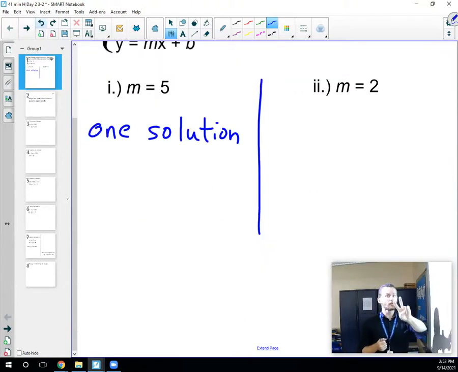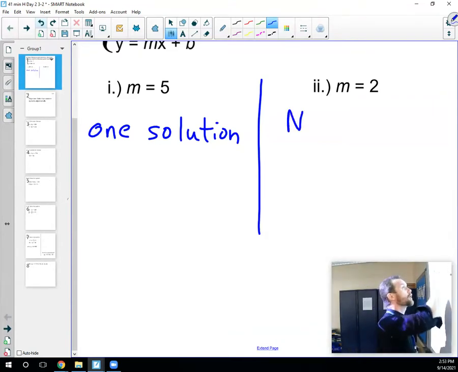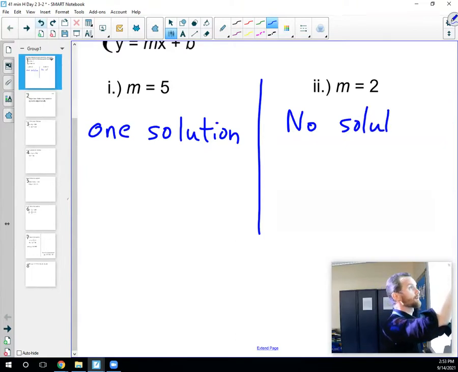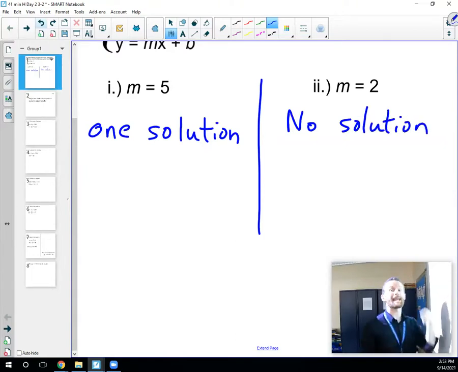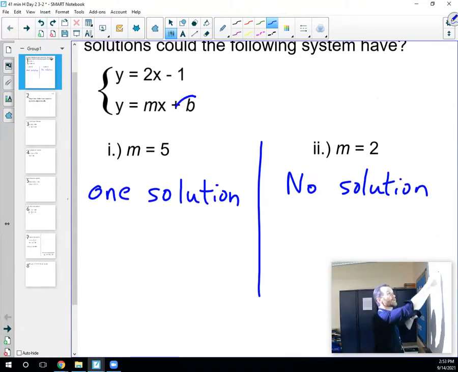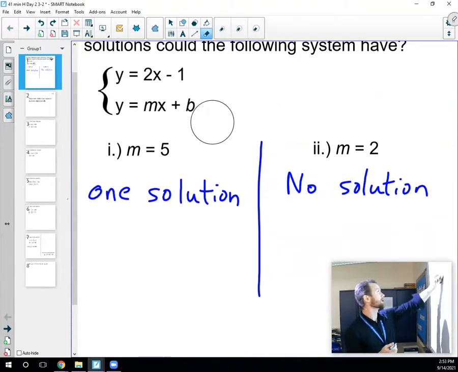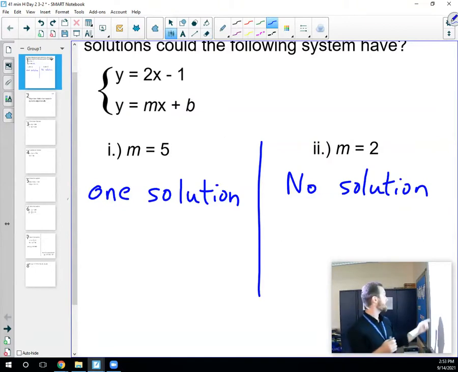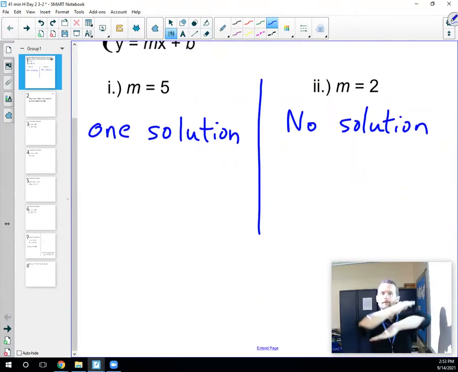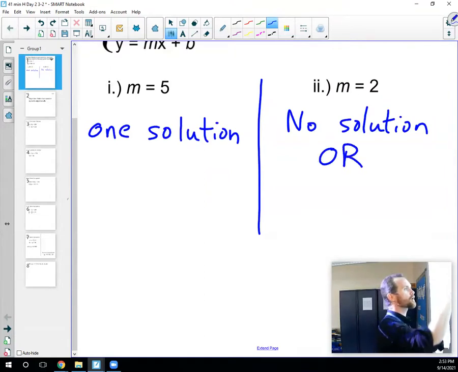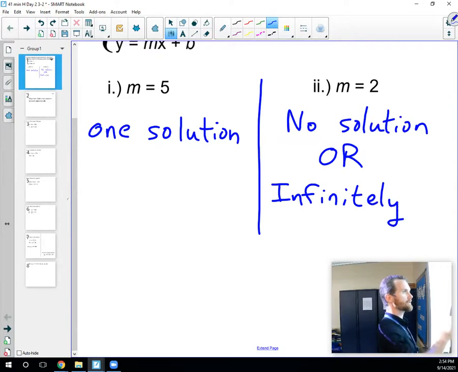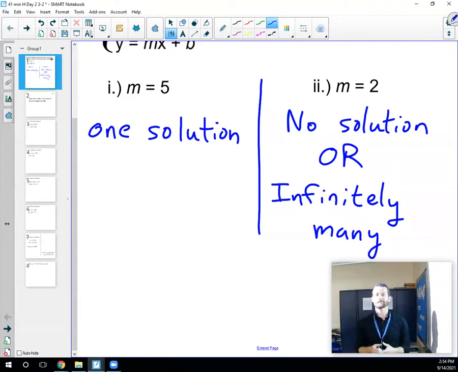So here in number 2, there's actually two possibilities. If they have the same slope and are parallel, that means there would be no solution. But if they have the same slope and the same y-intercept, because remember, we don't know what this y-intercept is, it's a variable, it's a b, then it would be infinitely many. They'd be coinciding lines. So it's no solution or infinitely many solutions. So there were two possibilities for that second answer.